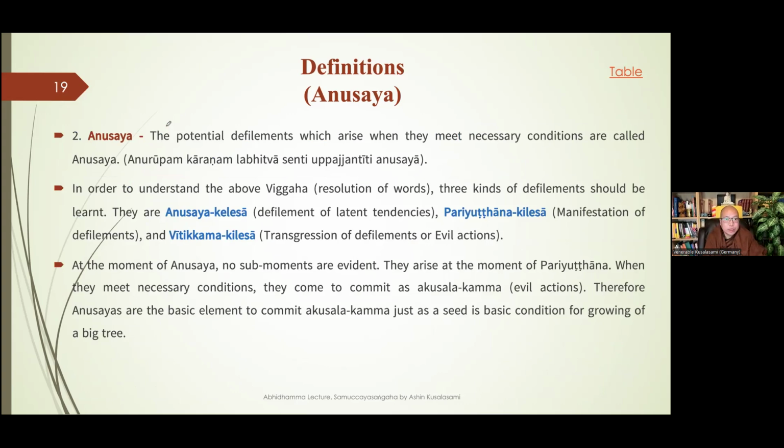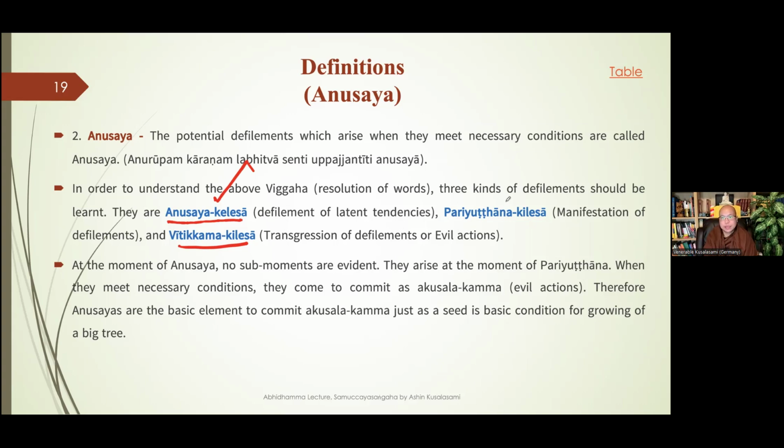Last week we learned the definition of the Pali term Anusaya, and we stopped here, I think. To understand the anusaya, we need to know the three kinds of kilesa. The first one is the anusaya kilesa, defilement of latent tendency; then pariyutthana kilesa, manifestation of defilements; and vitikkama kilesa, transgression of defilements or evil action. For the anusaya kilesa, we cannot see that. It is like a seed or like a root.